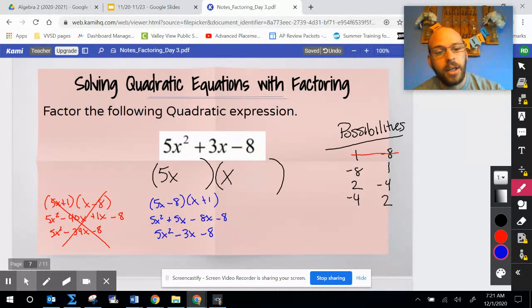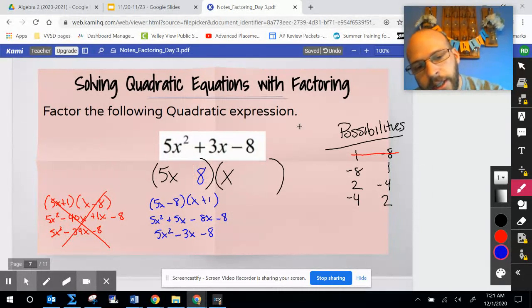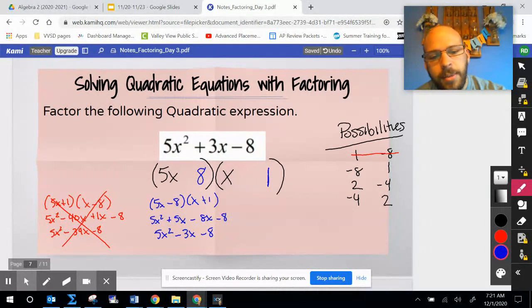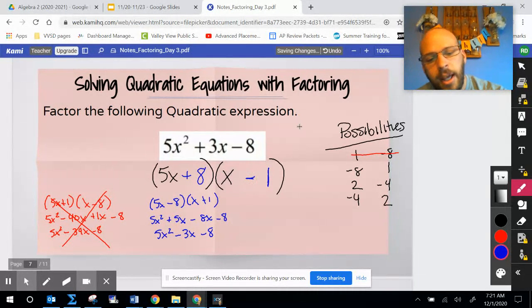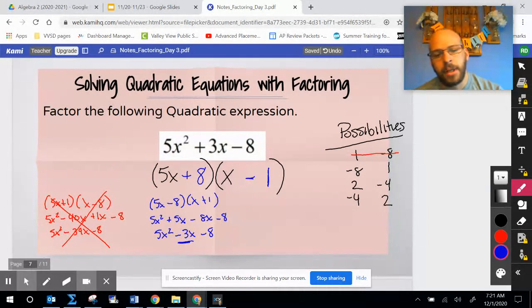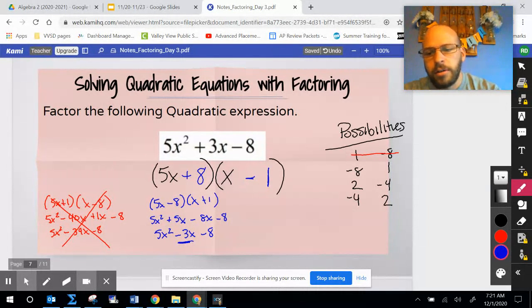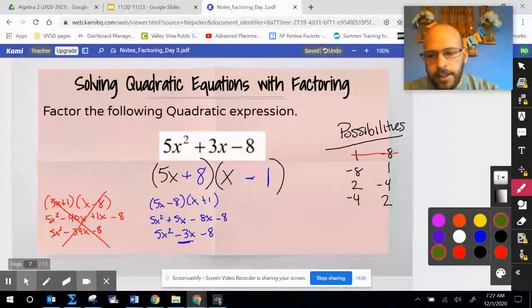But that tells me we have the right numbers. I know that this should be an 8. I know that this should be a 1. But I don't want it to be -8 and +1. I'm going to change those signs to be the opposite, and that will give me the opposite in the middle. So I want to check that now. Okay, so I want to check this.